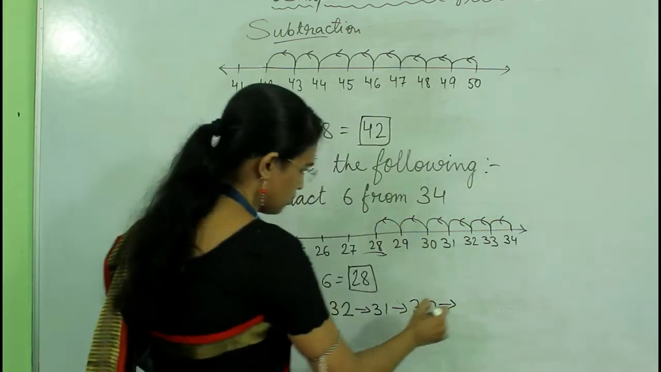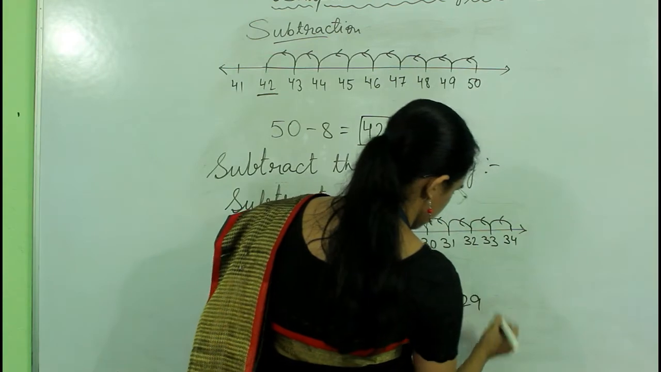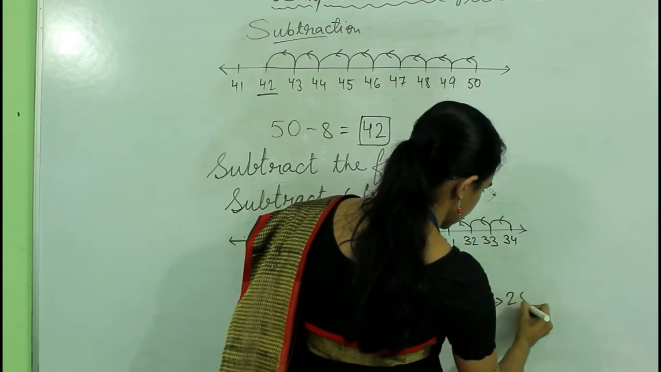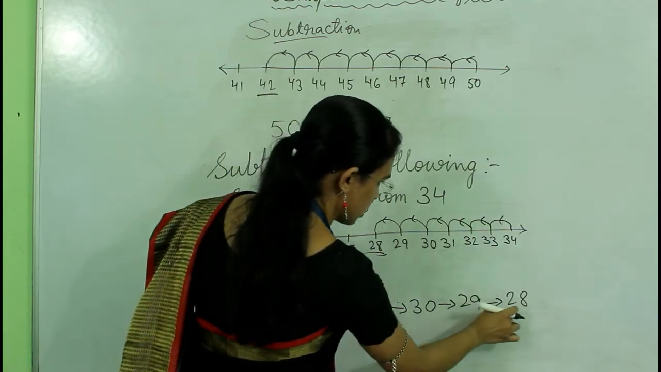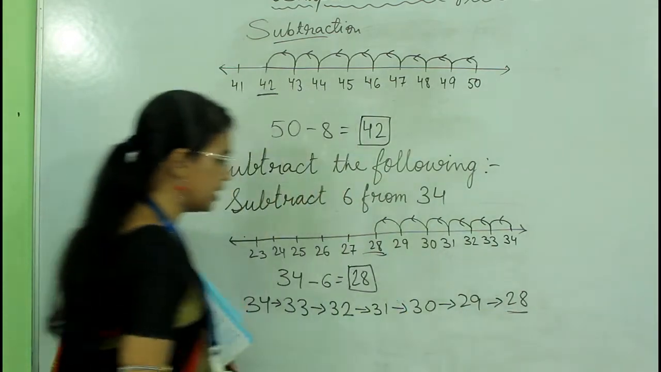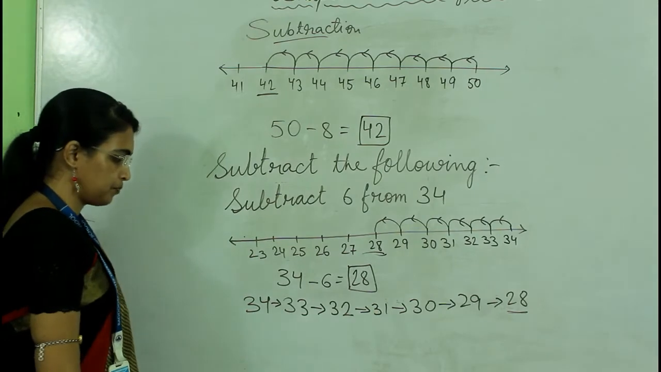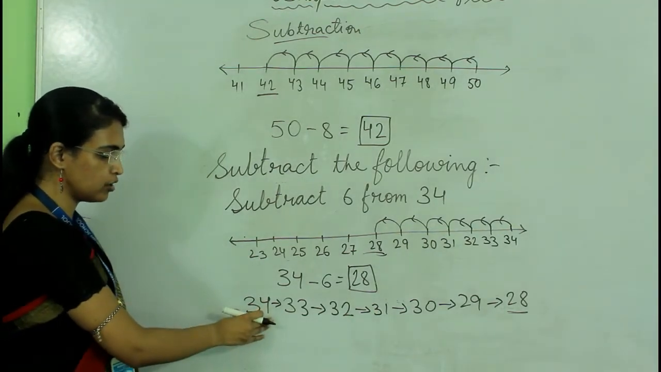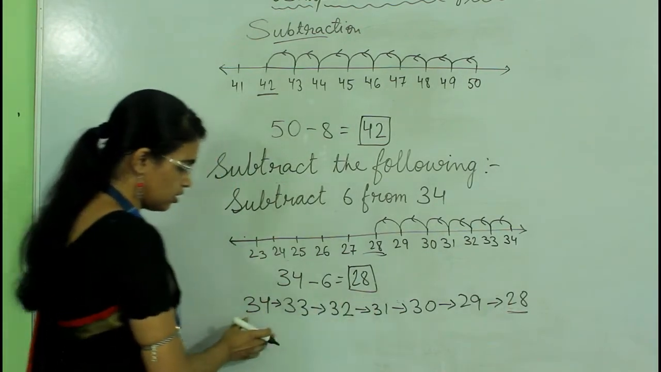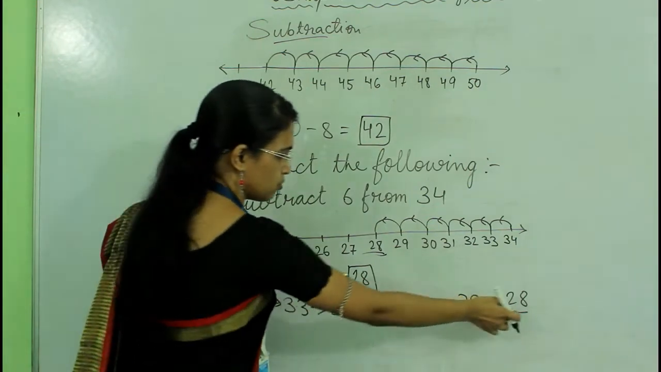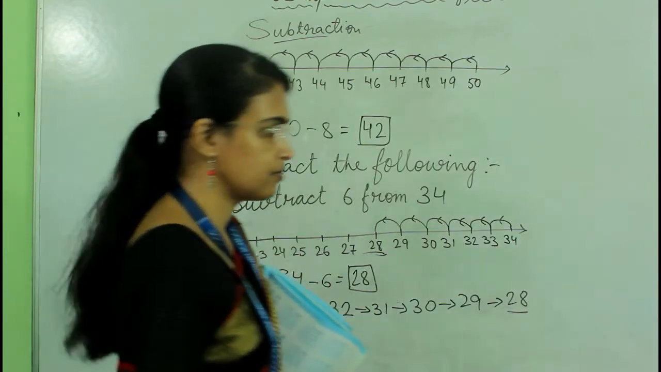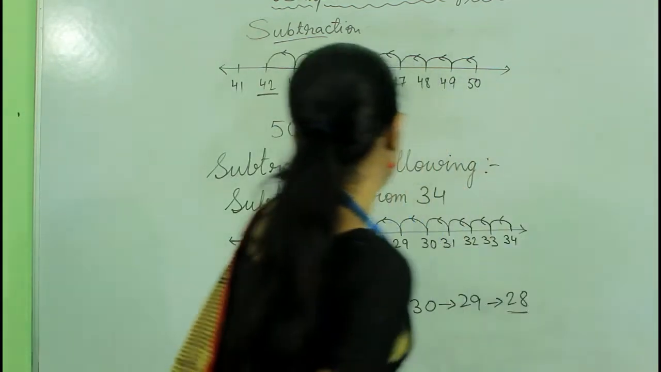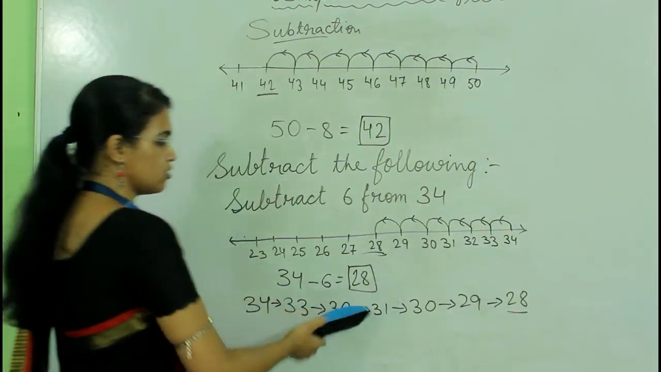30, 29, 28. How many numbers have we written? 1, 2, 3, 4, 5, 6. So that means 28 is the answer. Okay? We are starting here at 34. We take 6 back steps. So when we take 6 back steps, we are at 28. So this is the answer. So you can use this process to do these sums.